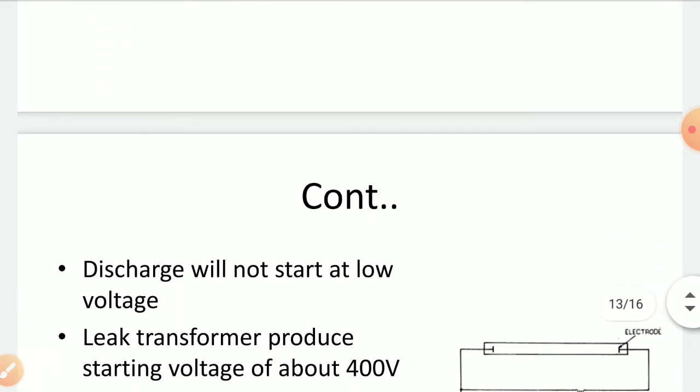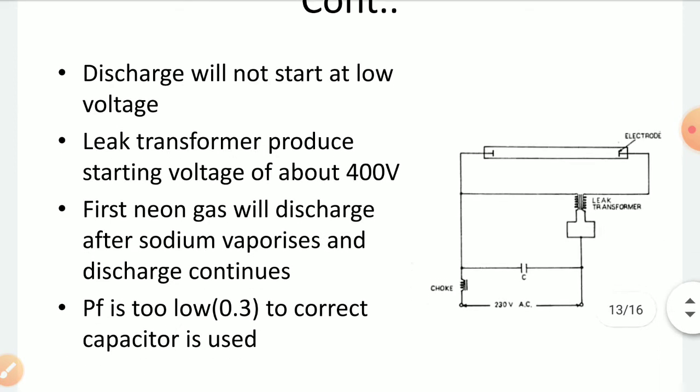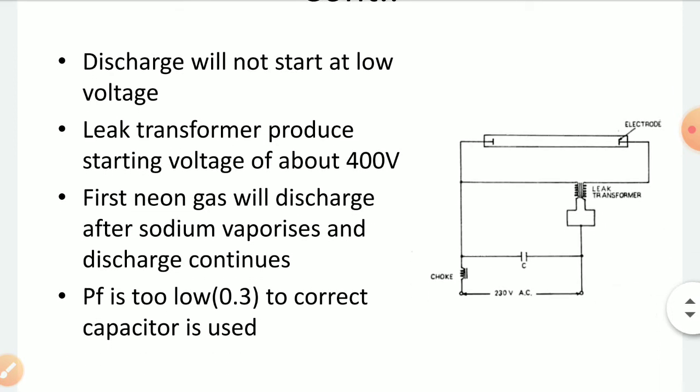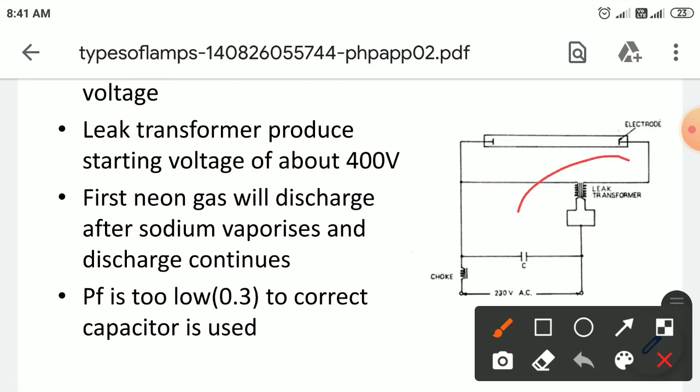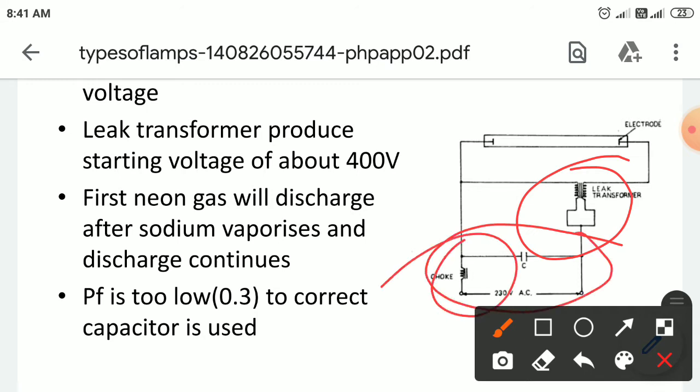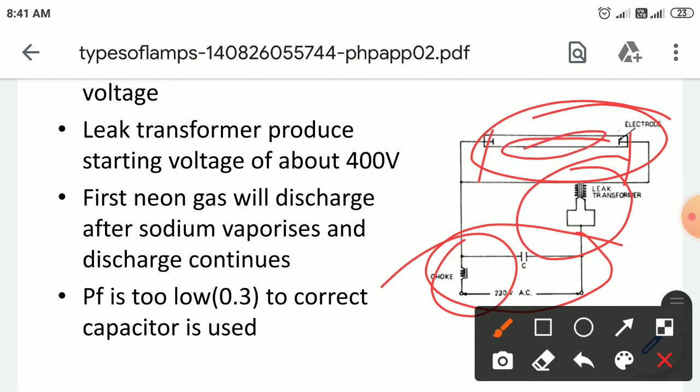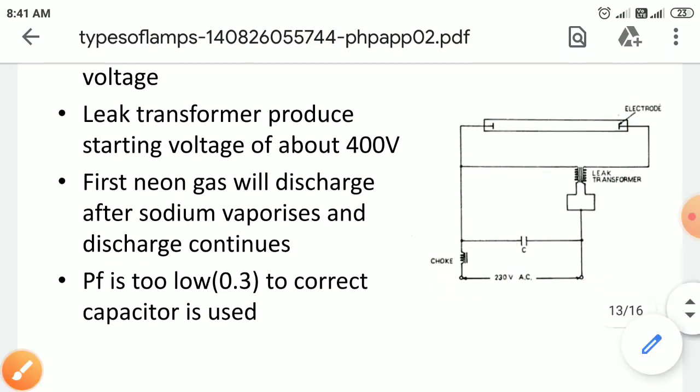Next, this discharge will not start at low voltage. Electrodes, you can see here, this is a transformer, which is used to give the supply. AC supply is given, and a choke is there. This is your electric discharge lamp, which consists of sodium. There are electrodes on either side, and it is filled with sodium.